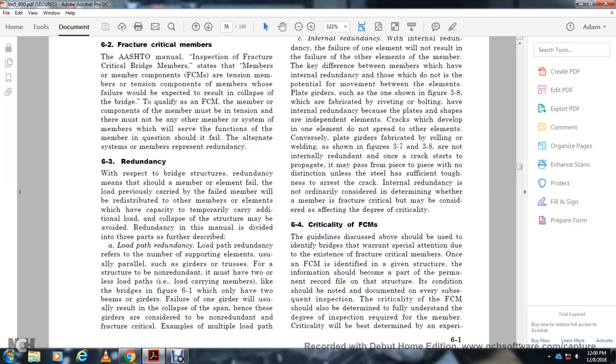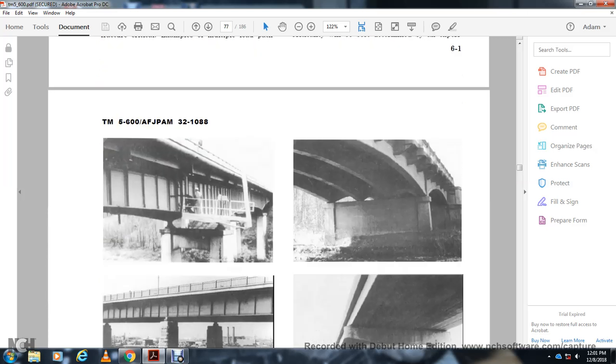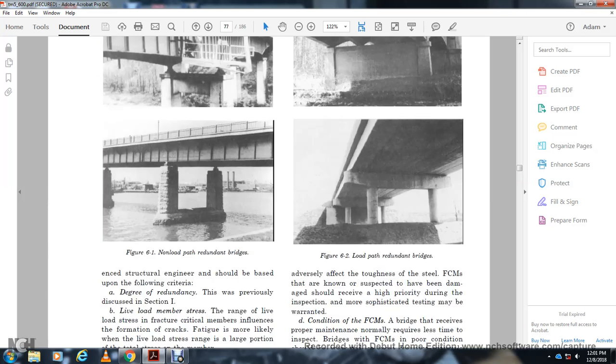For the existing fractional critical members identified on a given structure, the information should become part of the permanent record file. The structure and condition should be noted in the documentation at every subsequent inspection. The criticality of the fractional critical members should be determined to fully understand the degree of attention required by the member. The criticality will be determined by experience, using information based upon the following criteria.